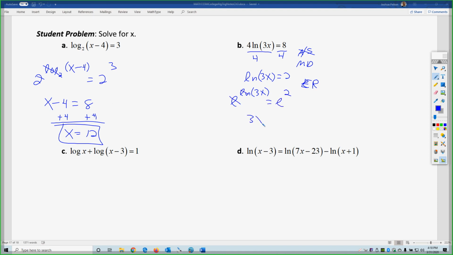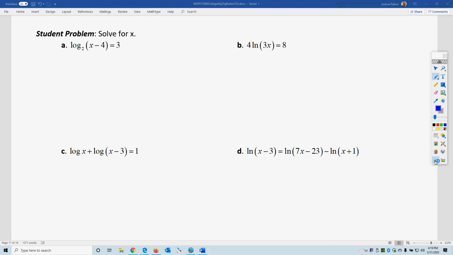Cancel, cancel. So 3x equals e to the 2. Grouping symbol, divide by 3. x equals e squared over 3. It's not a very good e. We'll fix that up. All right, so we're half done. Let's move it down, get the last two.